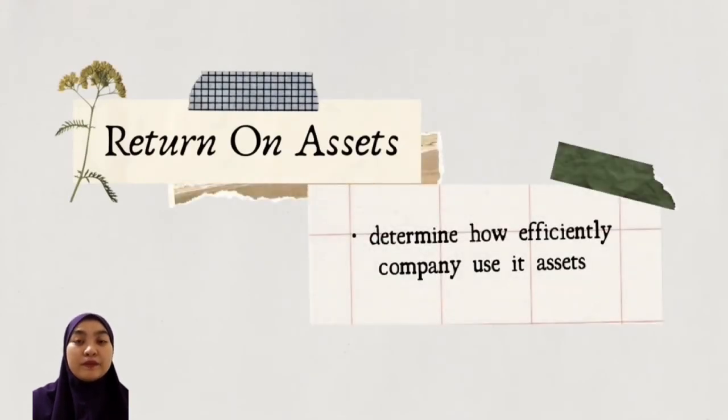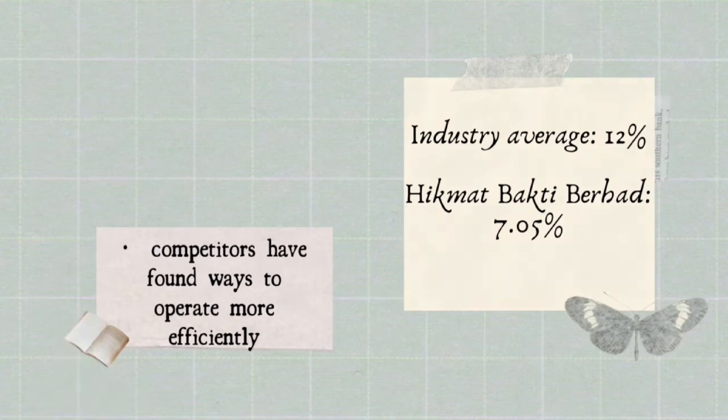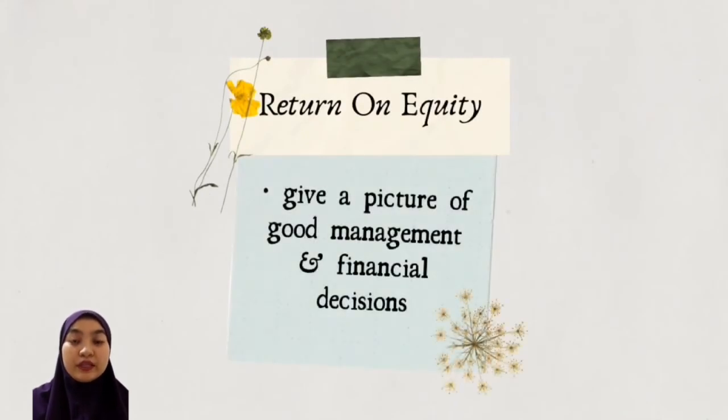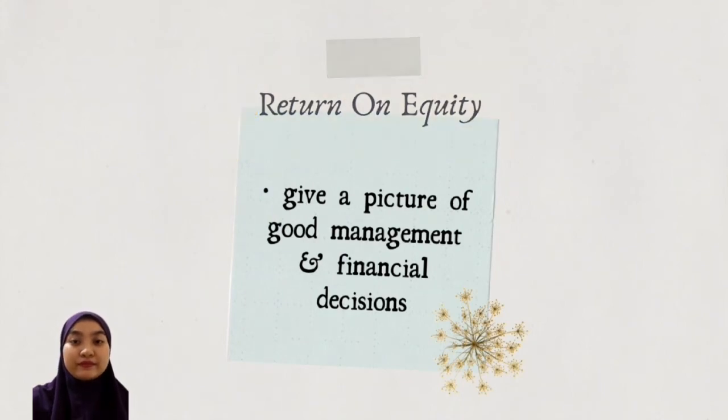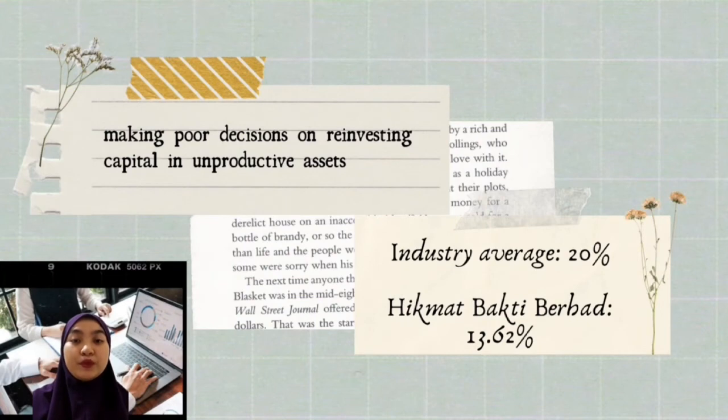The purpose of the return on asset is that it helps to determine how efficiently a company uses its assets. A lower ratio may indicate that competitors have found ways to operate more efficiently. The purpose of the return on equity is to give a company a picture of good management and financial efficiency. A lower ratio means that the management is making poor decisions on reinvesting capital in unproductive assets.